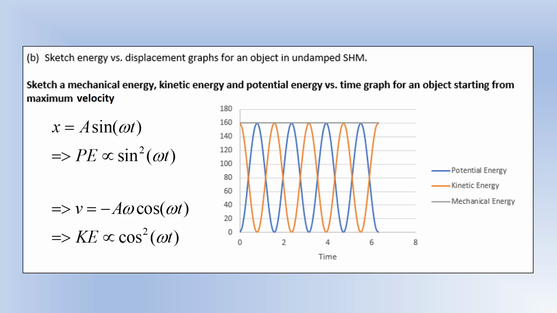Kinetic energy is maximum at the start, so that's going to be given by our cosine function. And we've got a cosine squared graph. But if it's undamped, the total mechanical energy stays fixed the whole time. So the sum of kinetic and potential energy should be equal to a constant the whole time for this graph.